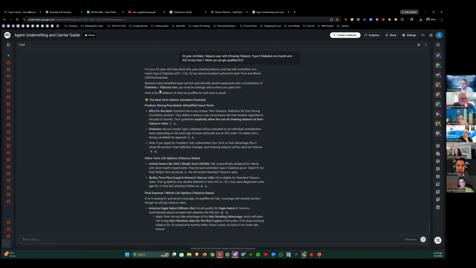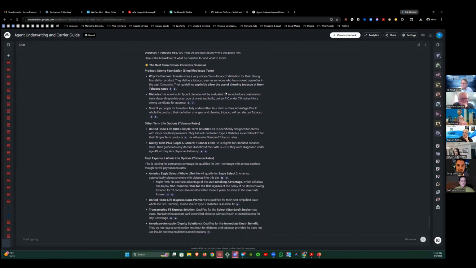One of the things this is going to warn you about is that many simplified issue carriers automatically decline applicants with diabetes and tobacco, so you have to be strategic about where you place him. Why did it go to Strong Foundation with Foresters? Because Foresters treats tobacco like a standard non-smoker. It only treats smokers as smokers. So it's saying they're diabetes friendly and have a very unique non-tobacco definition, and this is where I'd go first.